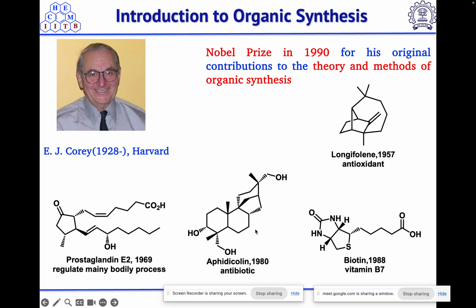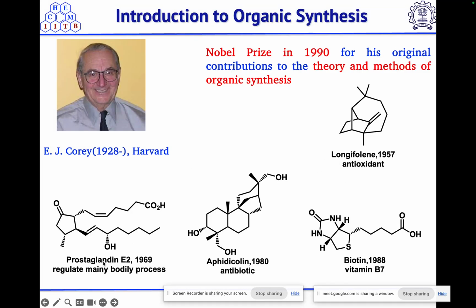As you see the molecules, he has synthesized many natural products or unnatural products. If you see this molecule, longifolene, it is a bicyclic compound having antioxidant property. In 1957 he synthesized this longifolene.